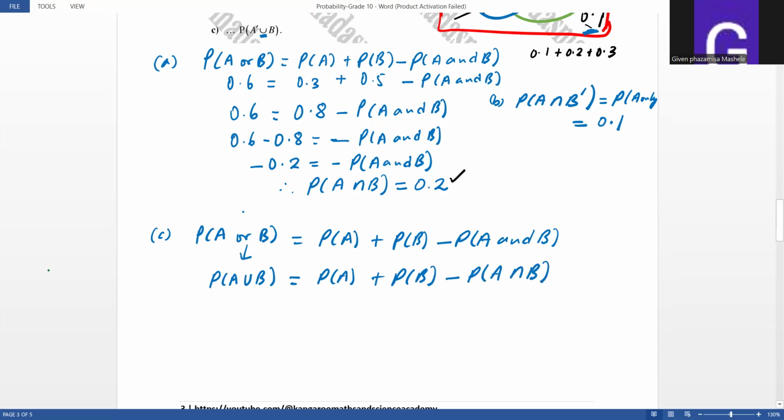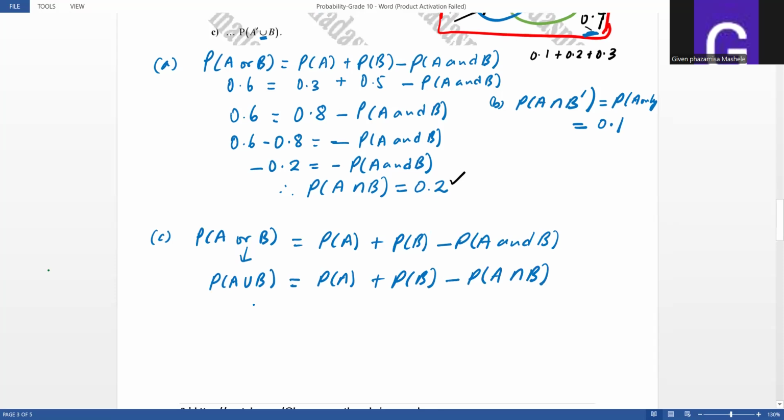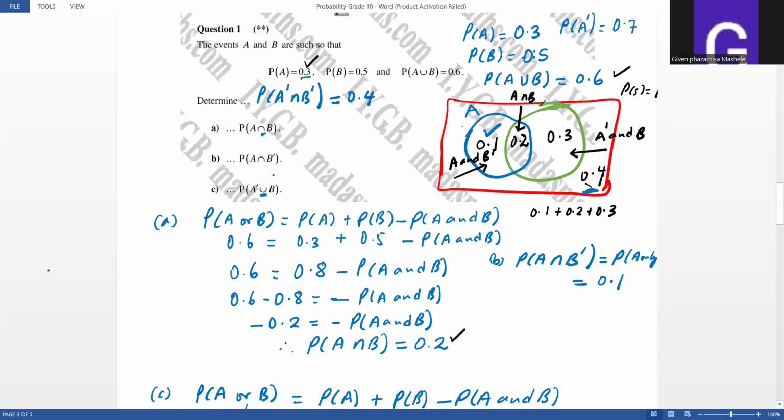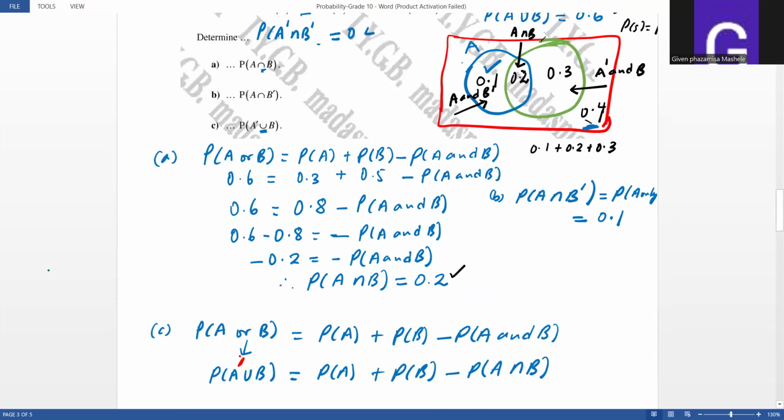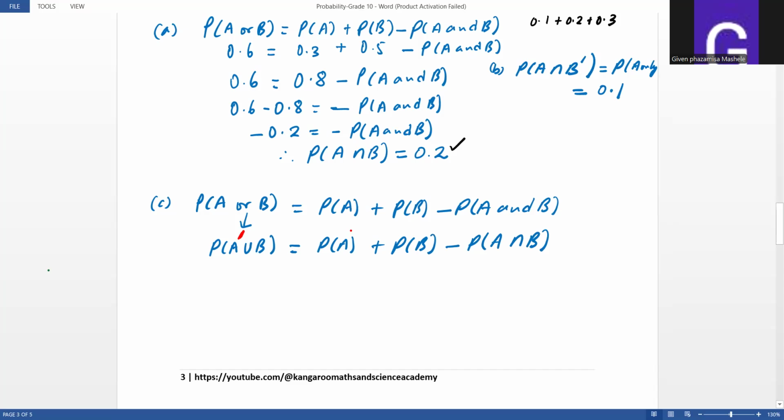But now what do you want? We do not want A or B. We want not A or B. So what does it mean? It means on A, we have to negate that. According to the question, it's not A or B, so we only negate the A throughout. We negate the A here because we want not A or B. I believe you're following. All right, we want the probability of not A or B.